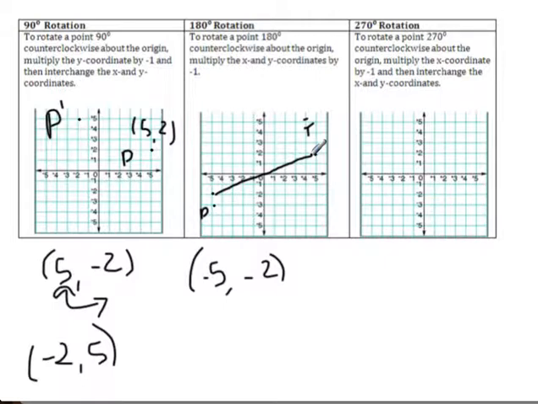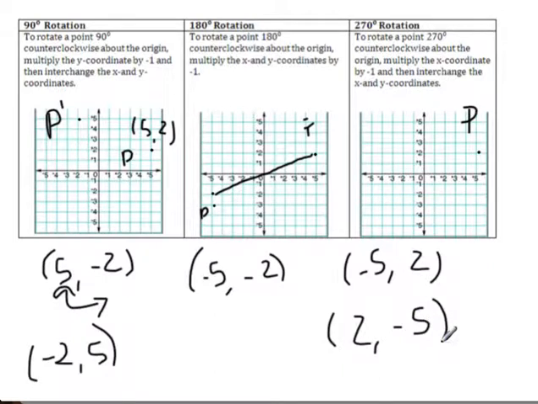Okay, so let's take a look at a 270-degree rotation. To rotate 270, you multiply the x coordinate by -1 and then exchange the x and the y coordinates. So we're going over 5, up 2 again. There's our P. Now we want to find the image. We multiply the x coordinate by -1, and then we flip, so we get 2, -5. So we're going over 2 and then down 5, and this is going to be our P prime image. That's a rotation of 270 degrees.